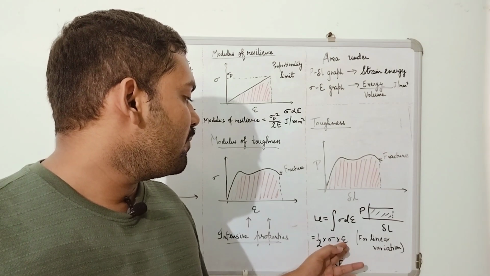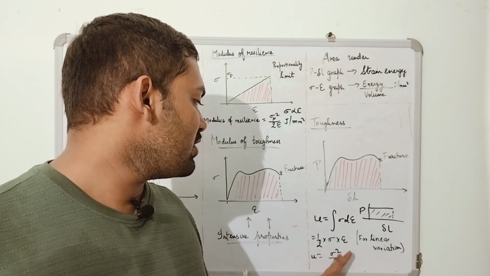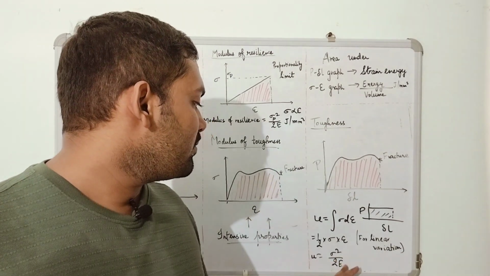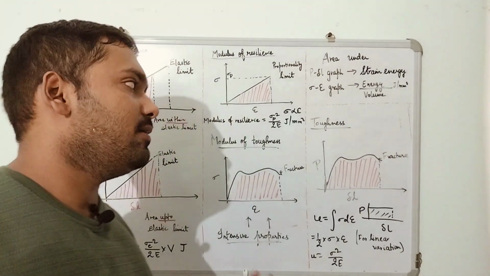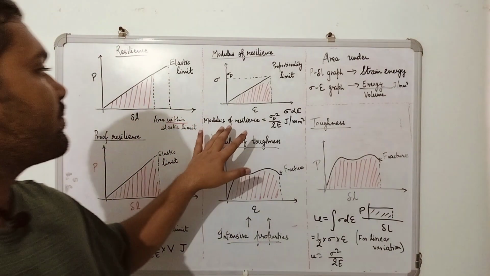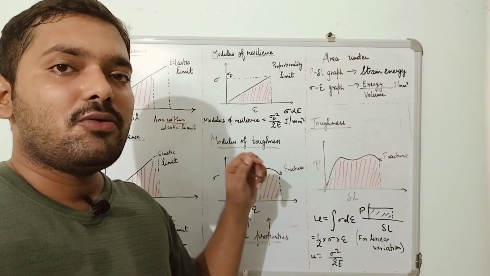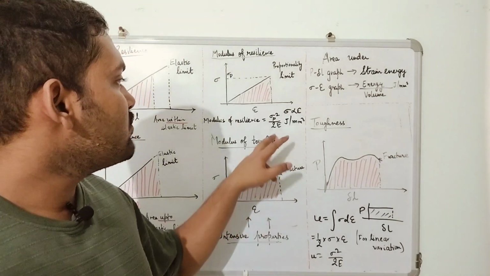this strain we can replace by sigma upon E. So it will come out to be sigma square upon 2E, that gives us strain energy density. And this E is Young's modulus of elasticity of the given material. So what is modulus of resilience? It is the strain energy per unit volume stored up to proportionality limit. So that is what I have written here.